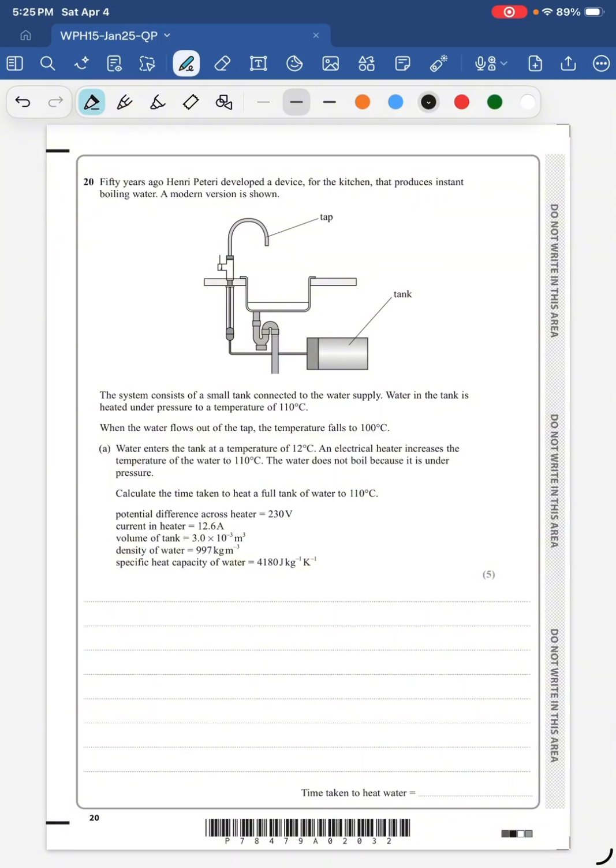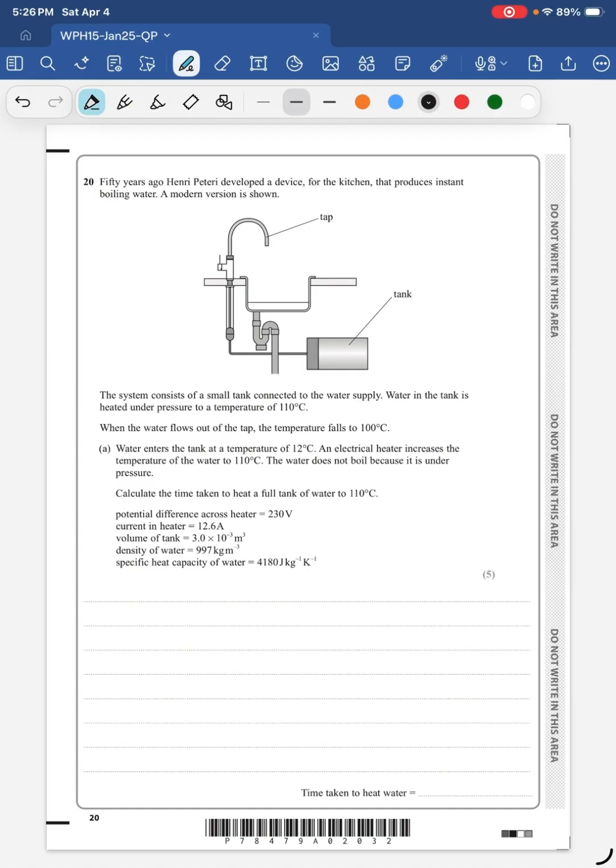Okay, question A. Water enters the tank at a temperature of 12 degrees Celsius. An electrical heater increases the temperature of the water to 110 degrees Celsius. The water does not boil because it is under pressure. Calculate the time taken to heat a full tank of water to 110 degrees Celsius. And they give you the potential difference across the heater, the current in the heater, the volume of the tank, the density of water, and the specific heat capacity of water.